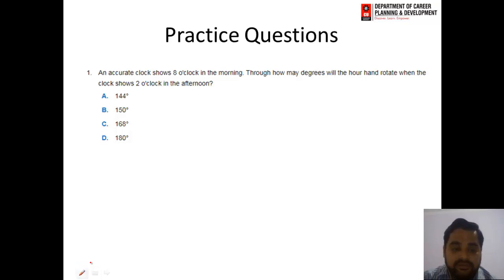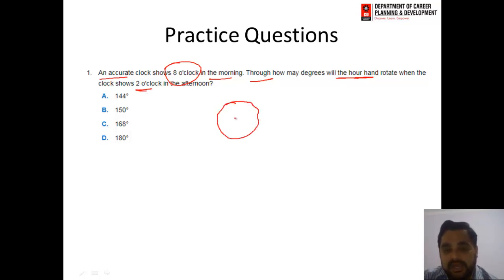So now here we have the first question. It says an accurate clock shows 8 o'clock in the morning, through how many degrees will the hour hand rotate when the clock shows 2 o'clock in the afternoon. It means the hour hand needs to cover the time from 8 to 2, and there is a straight line between 8 to 2, or we can say the space of 30 minutes.